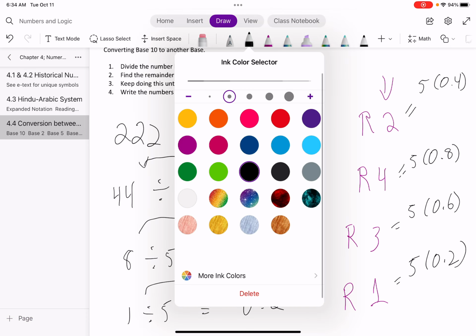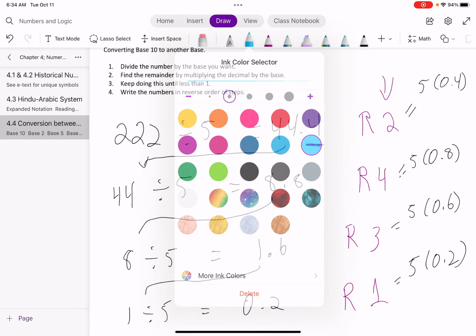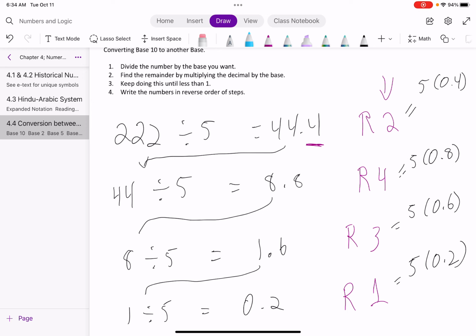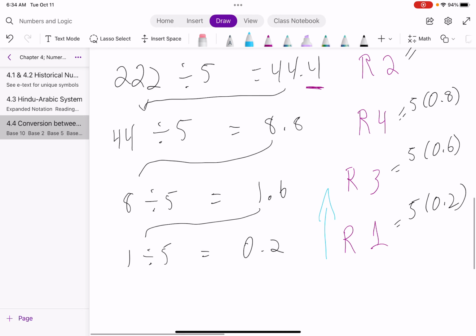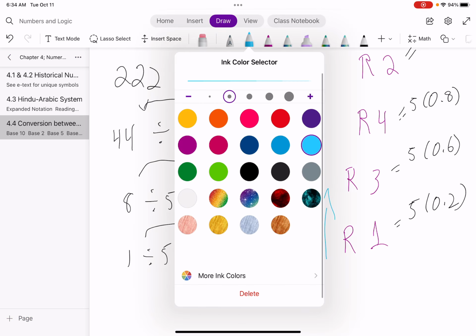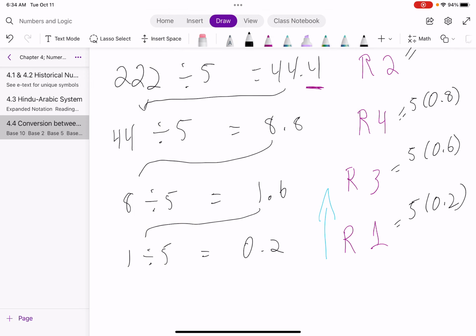Now, the tricky part is I read these. I'll go blue. I read these until the numbers are, or I write my answer in reverse order. So in other words, I go this direction. So my answer is 1, 3, 4, 2 to the base 5.